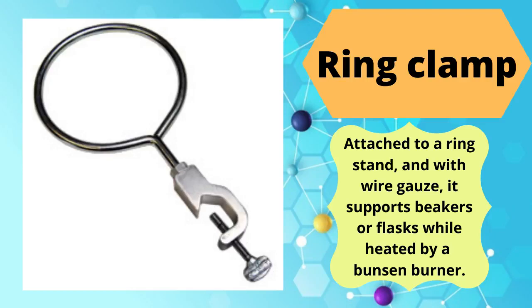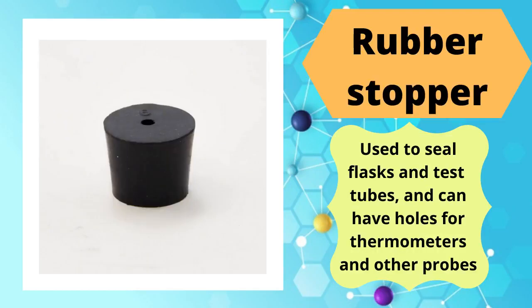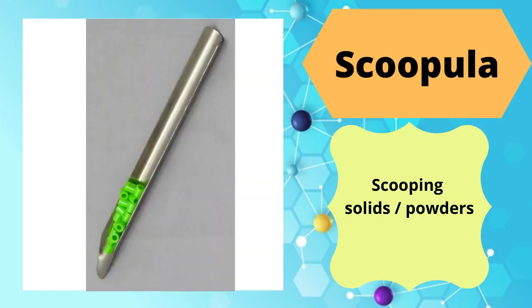Ring clamp, attached to a ring stand and with wire gauze, it supports beakers or flasks while heated by a Bunsen burner. Ring stand, supports the Bunsen burner, iron ring, pipe stem triangle and other items, often while heating a substance. Rubber stopper, used to seal flasks and test tubes and can have holes for thermometers and other probes.